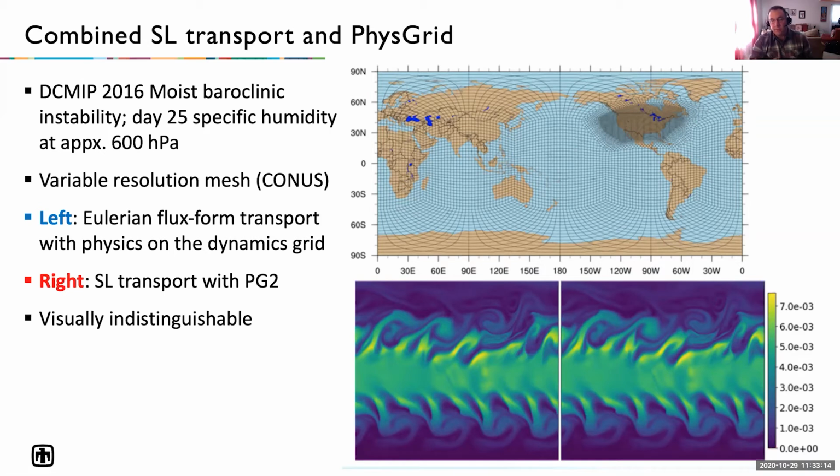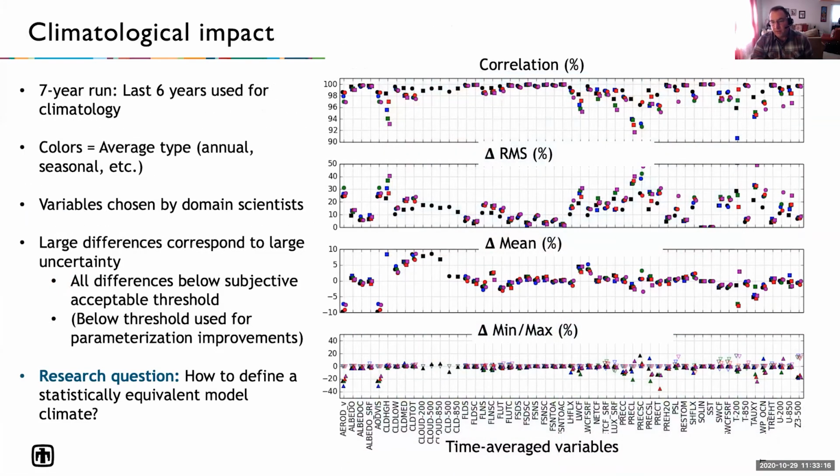And then we get to the problem of, do they produce the same climate? So we asked the climate scientists what variables they care about. So we have this collection of variables. Some of them are annual means, some of them are seasonal means. We compute their correlation of the previous version of the code to our new version of the code. And we present these measures to the climate scientists. And they say, it looks okay in the sense that these differences are lower than other differences we've previously accepted.